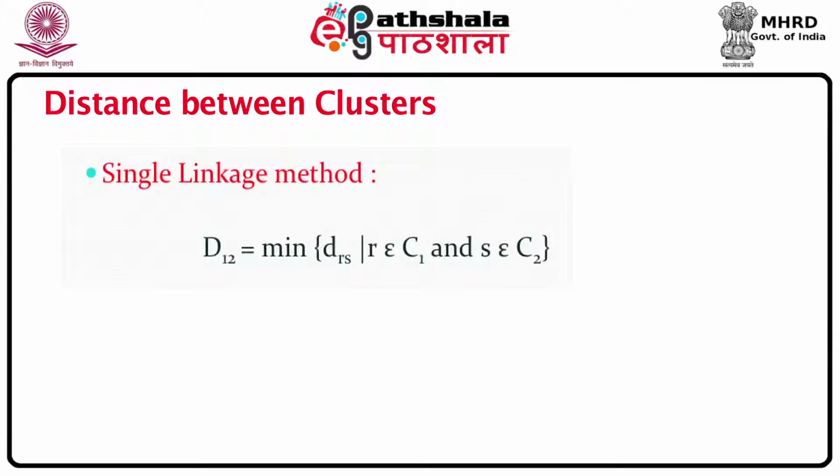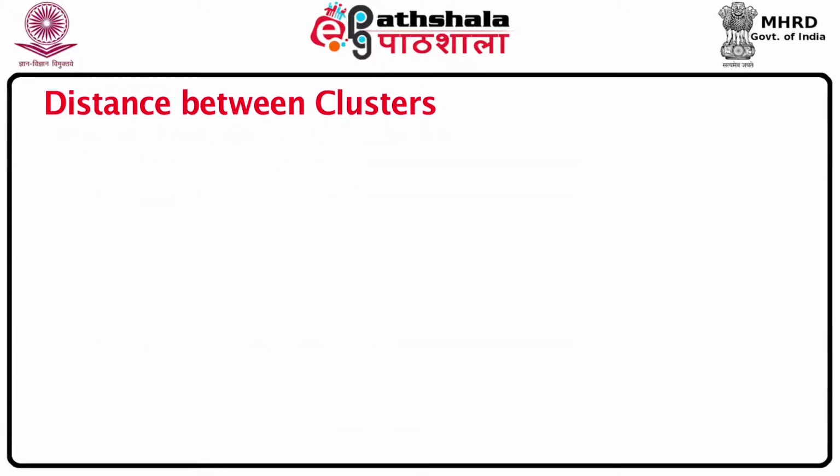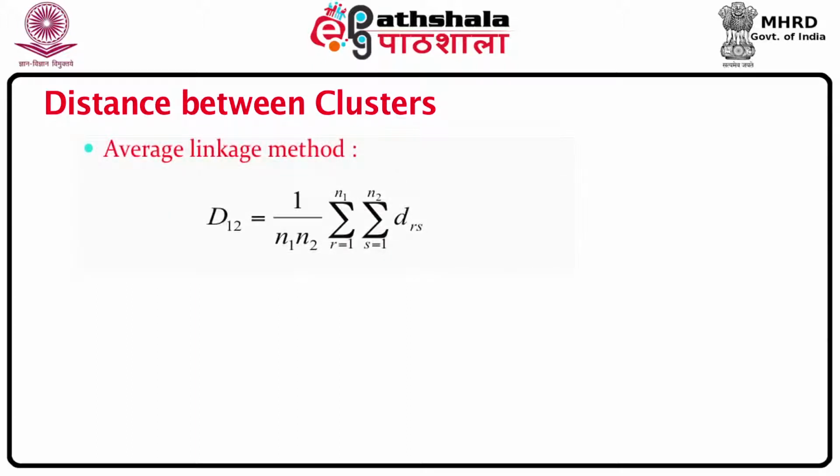As opposed to this, we have what is referred to as the complete linkage method. In this case, we look at the maximum distance between the individuals in the two groups. So again, we look at all the individuals from the first group and the individuals from the second group, look at the distances between them, and then take the maximum of these distances as a measure of the cluster distance. A third method which is used is the average linkage method. In this case, we take the average of all distances between the n1 individuals in the first group and the n2 individuals in the second group. So it's a sort of averaging over all possible distances between the individuals in the two groups.